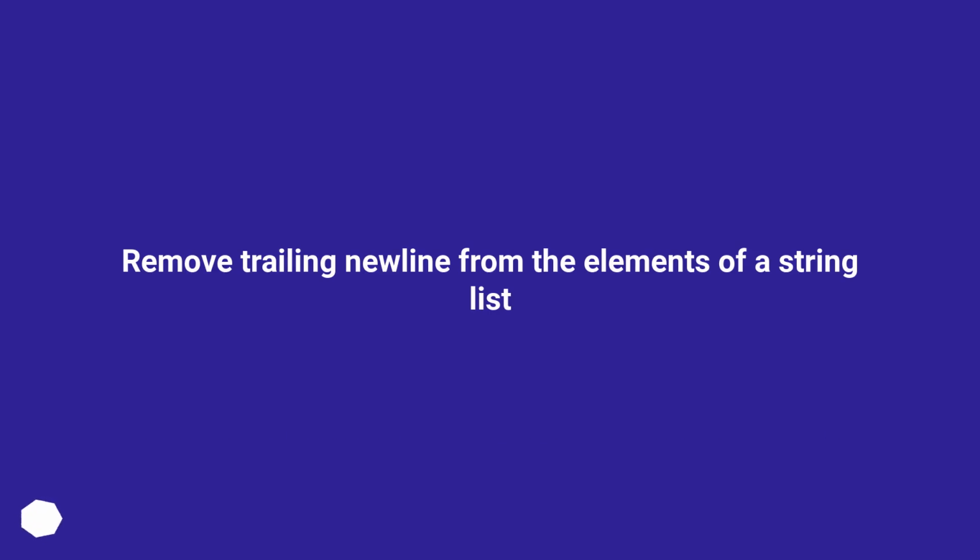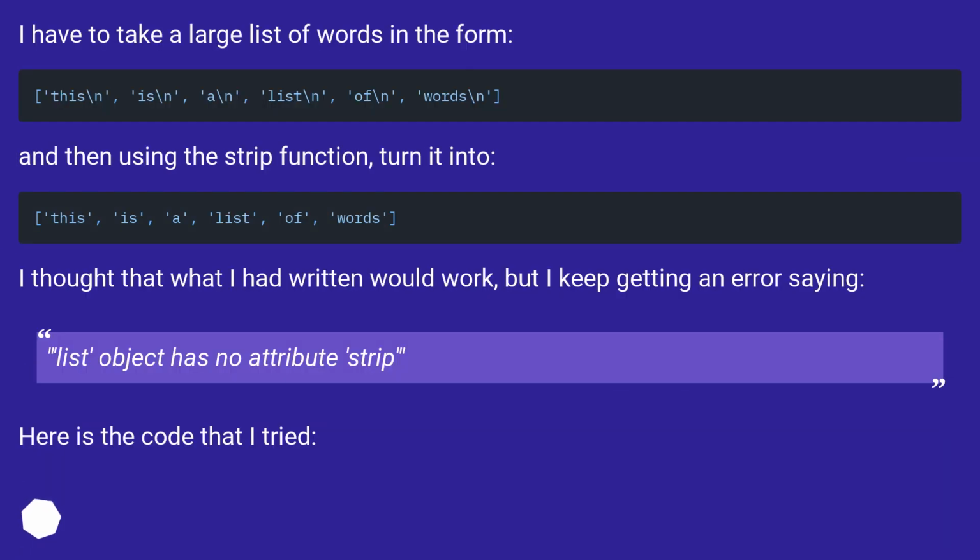Remove trailing newline from the elements of a string list. I have to take a large list of words in the form, and then using the strip function, turn it into a cleaned list. I thought that what I had written would work, but I keep getting an error saying, list object has no attribute strip. Here is the code that I tried.